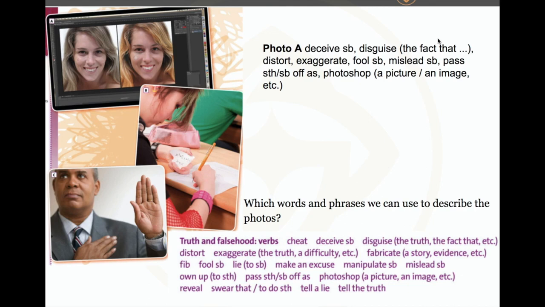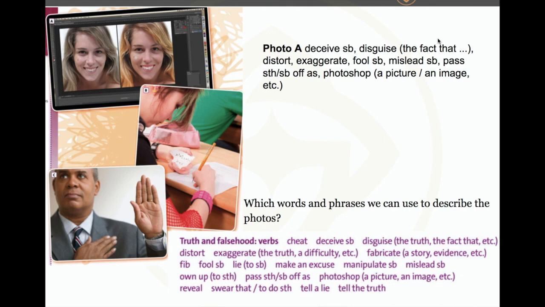Fooling somebody. Yes, fooling somebody is морочить, or like дурачить somebody. Misleading is to lead someone to think differently. Mislead. Вводить в заблуждение. Okay. Pass something or somebody off as. I already told you this. Photoshopping, you already know this word.